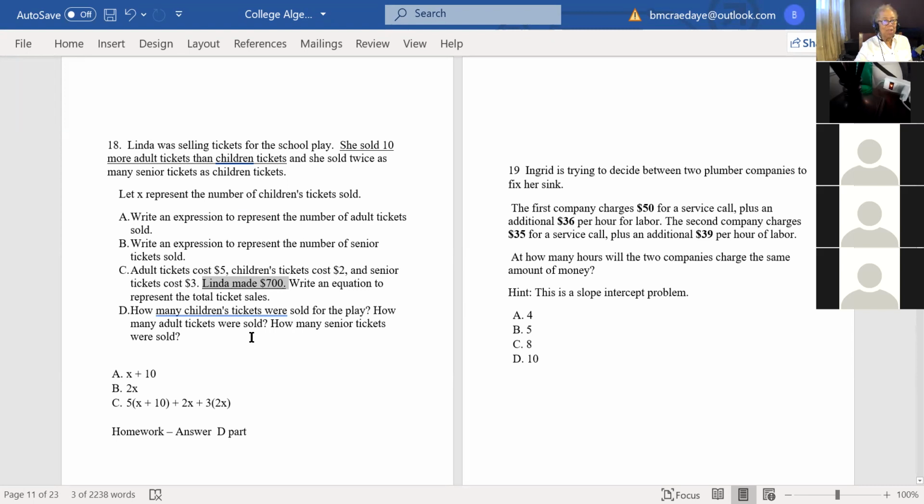Any questions on 18? I haven't taken that yet. Any questions? Okay, so we're going to stop here. Next Monday, algebra quiz. Homework: part D of 18 answers, okay? And we will continue the algebra. I think we have 25 questions on here, okay?